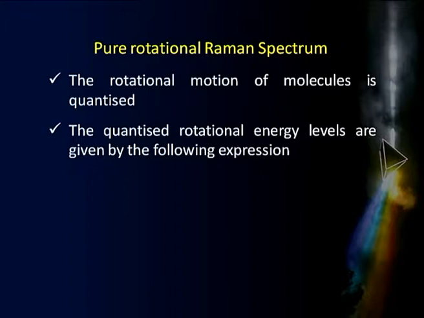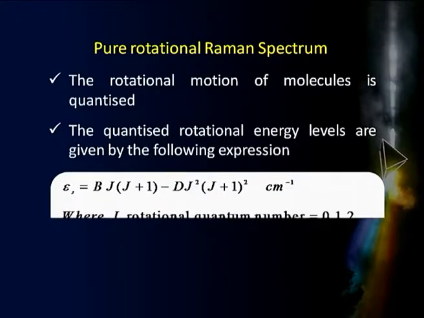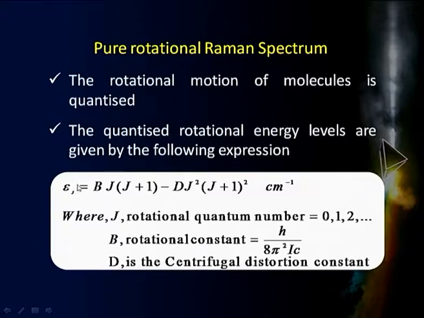The quantized energy levels of a rotating molecule are given by the expression E_J = B J(J+1) - D J²(J+1)², where B is the rotational constant, J is the rotational quantum number, which can have values of 0, 1, 2 and so on, and D is the centrifugal distortion constant, whose magnitude is much smaller than that of B. That is the kind of expression we had, and the second term, the negative term here, comes because of the non-rigidity of the molecule. That is what we learned in the case of the rotational spectrum.